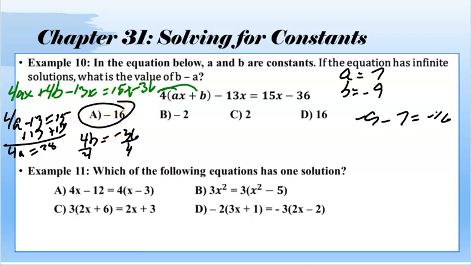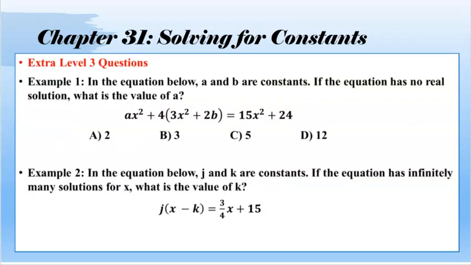Example 11, which of the following equations has one solution? So if it has one solution, that means the coefficients of our x term are not going to be the same. So if I look at letter A, if I distribute the 4, they both are going to have 4x, so that can't be true. Letter B, I have a 3x squared here. If I distribute the 3, I have a 3x squared there. That can't happen. Letter C, if I distribute the 3, that's 6x. This one only has a 2x. Therefore, I know I can get the x by itself and get one solution. So letter C would be the correct choice.